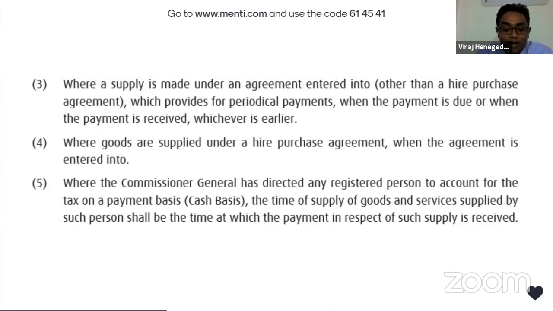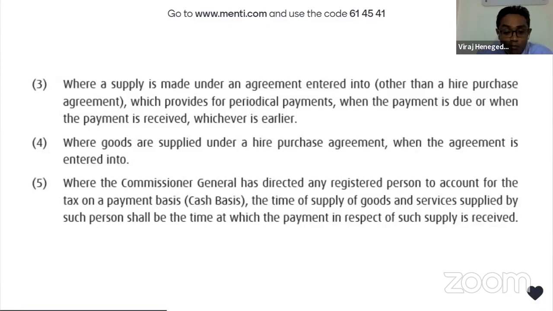So in that case, what happens? They get approval from the Inland Revenue Department to go for the cash basis. Once they get the cash basis approval, at the time of providing services they issue only a pro forma invoice, not the tax invoice. They say, okay, we are providing those services, but at the time of receiving the money, they issue the tax invoice. That is what they are basically doing.